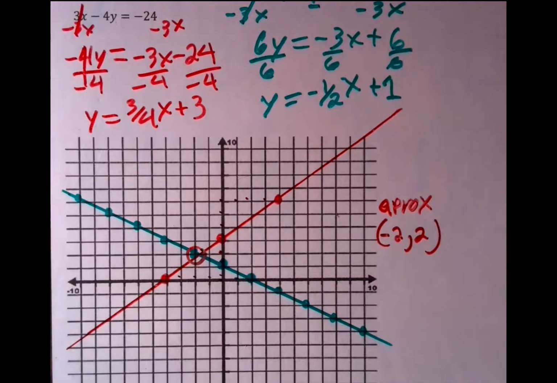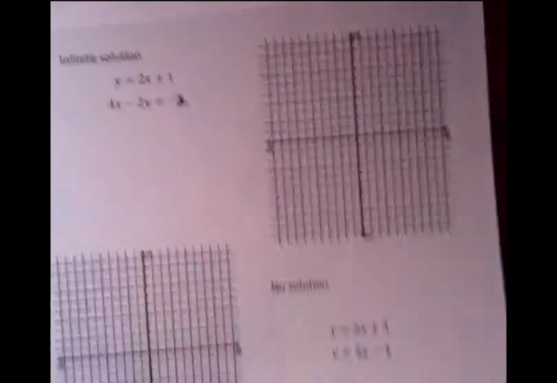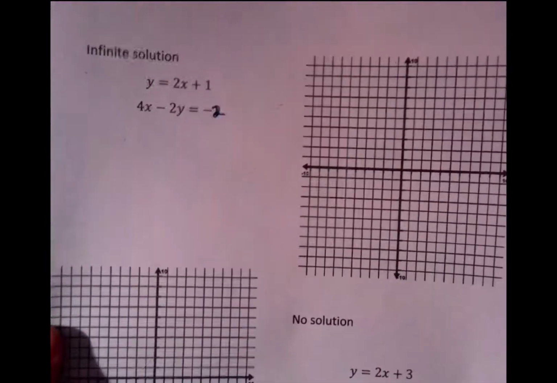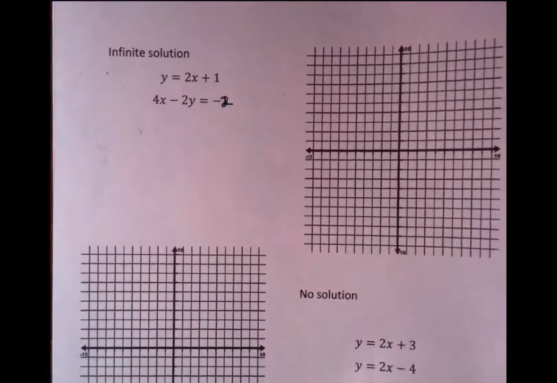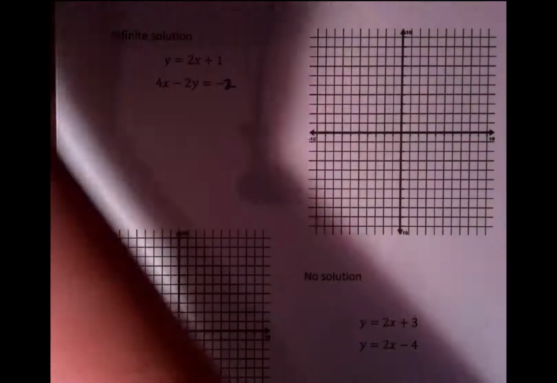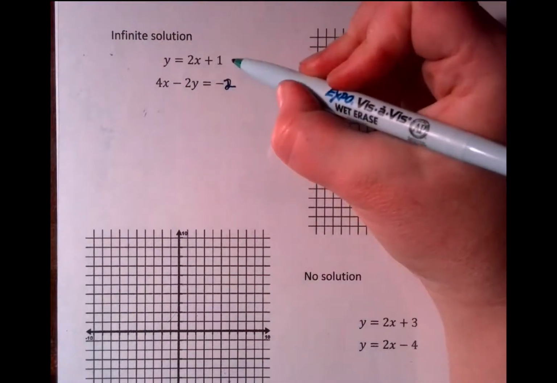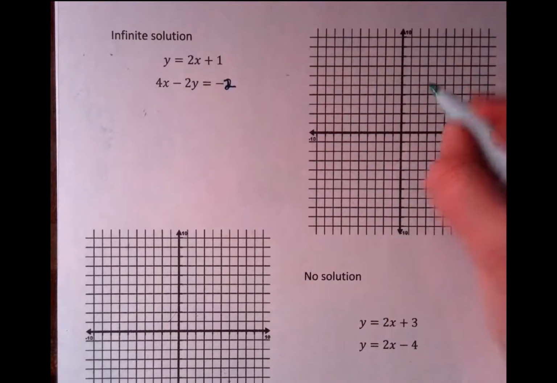All right, before we get on to that in the next video, let's talk about two special cases. We have two special cases: infinite solution, where any point I pick on that line is a solution, and no solution. So we're going to look at the way the graph looks for both of those. I'm going to graph this top one really quick because it's already in slope-intercept form.